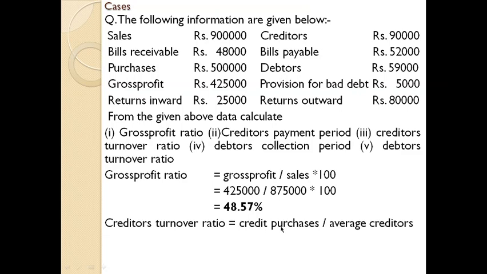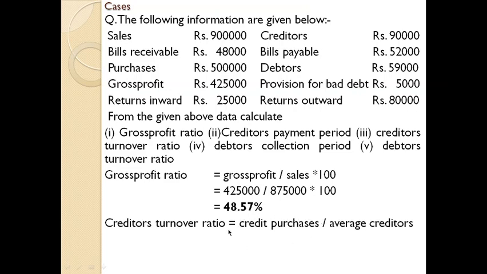Creditors turnover ratio is credit purchases divided by average creditors. In the question, there is no information regarding credit purchases. The only detail given is purchases, so let's take this purchases of 5 lakhs. And regarding average creditors, as you all know, average creditors means opening accounts payable plus closing accounts payable divided by 2. Since there is no information regarding opening and closing balances, we just take the total of creditors as well as bills payable.